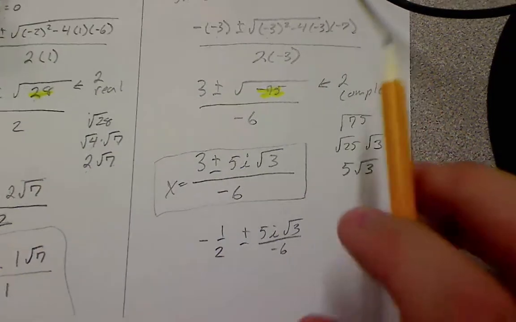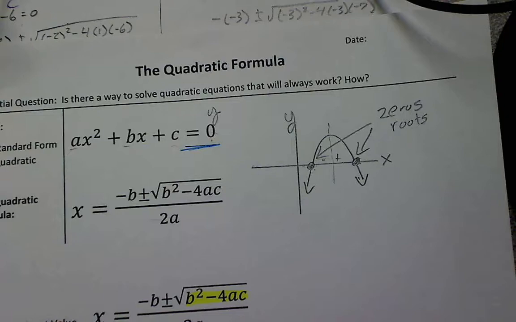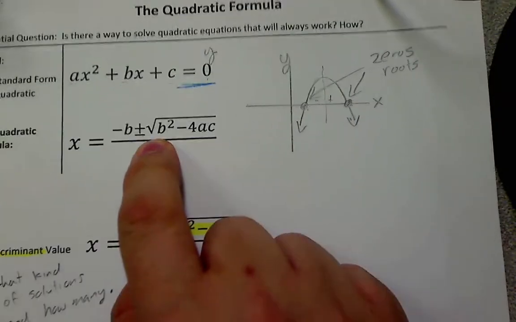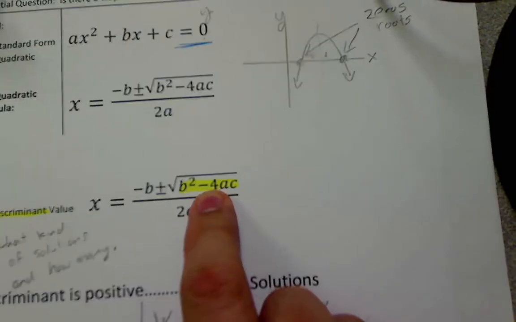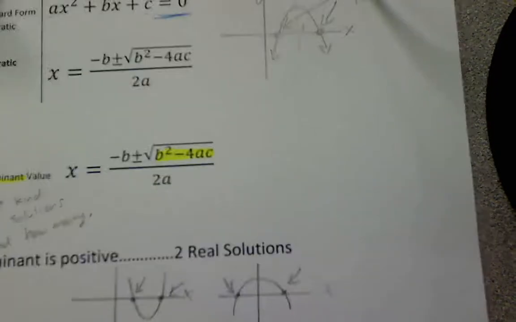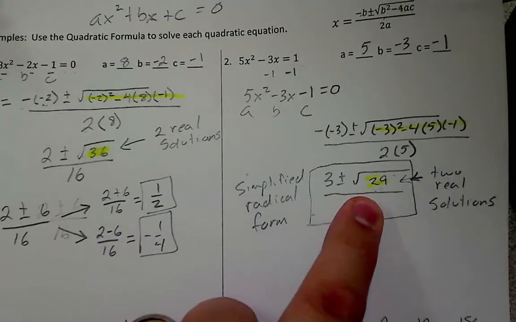But anyway, there's a quadratic formula for you. And again, the main thing is, can you plug it into the formula? Can you determine the discriminant value and actually know what the discriminant value means? And finally, in the end, can you actually solve it to the final solutions, depending on what they are? Okay. Anyway, that's all there is.